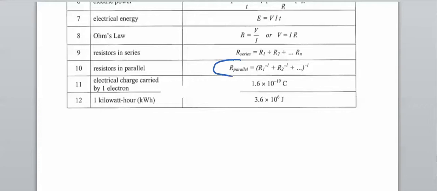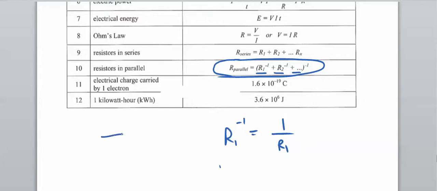So for resistance in parallel, we have each resistance to the power of -1, or 1 over that. So R1 to the power of -1 equals 1 over R1. So I'd like to write it like this. For the equivalent resistance, we have 2 resistors in parallel, this is 1, this is 2.